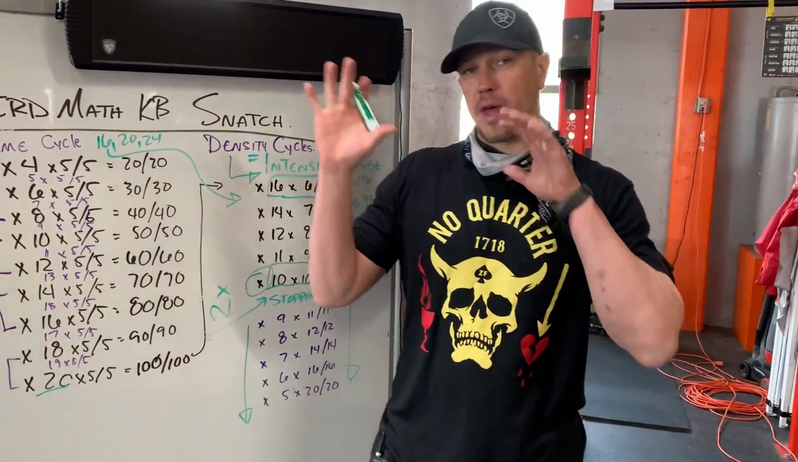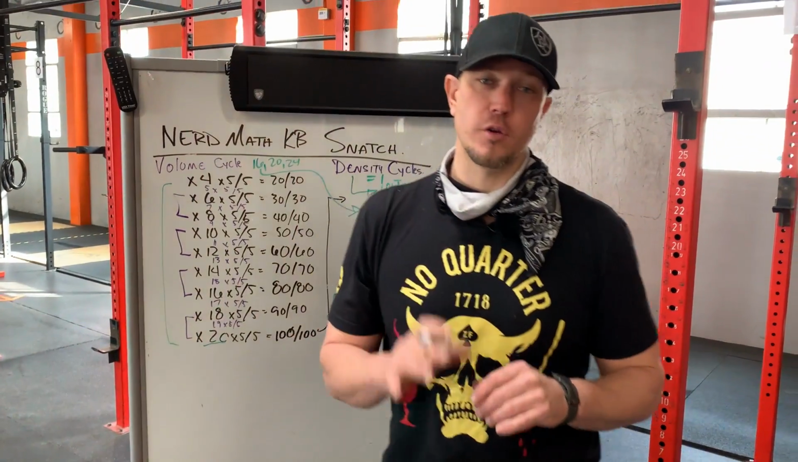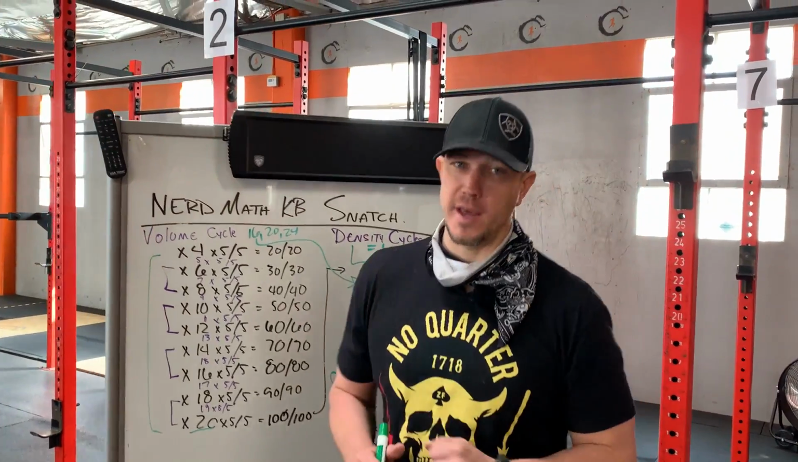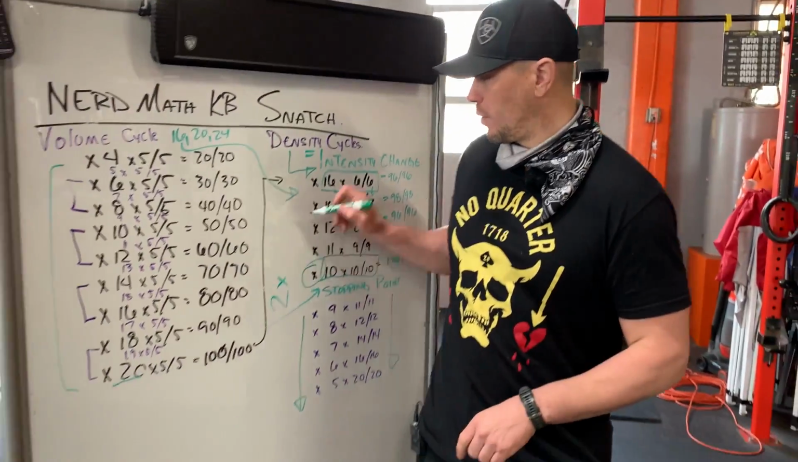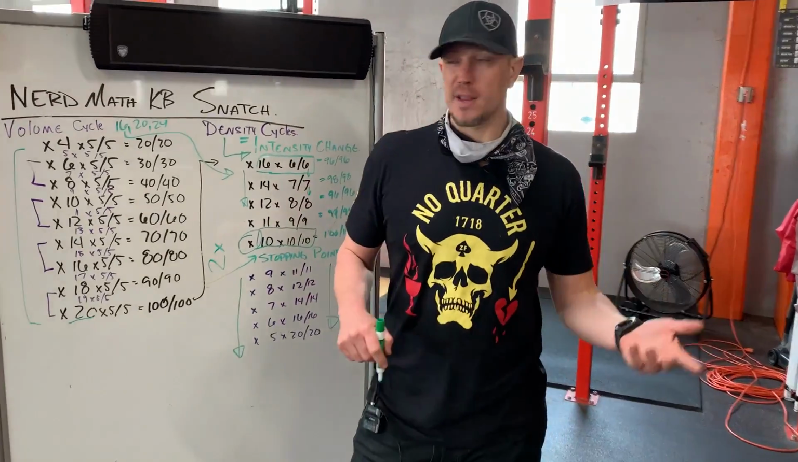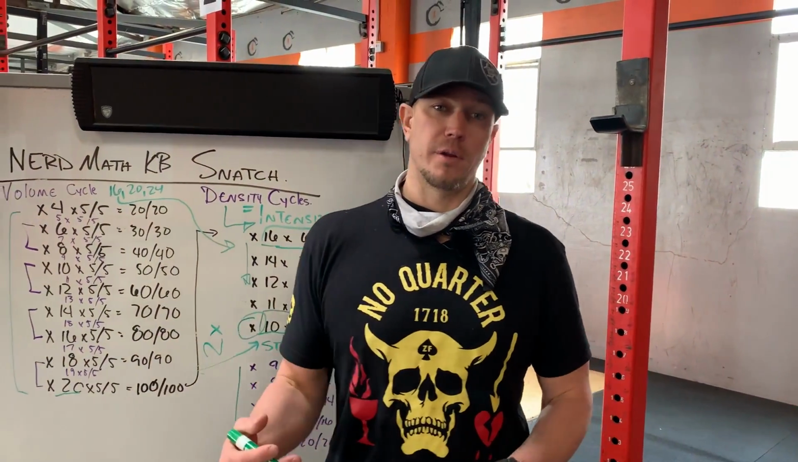All of these are Lego bricks, and you put them all on a wall and you figure out which one you're going to do when based on what resources you have. It is always, always, always an engineering equation. If people start to do the density cycle and their hands start to fall apart, then you stop the density cycle and you would go back to a volume cycle with a different weight or different complexity.